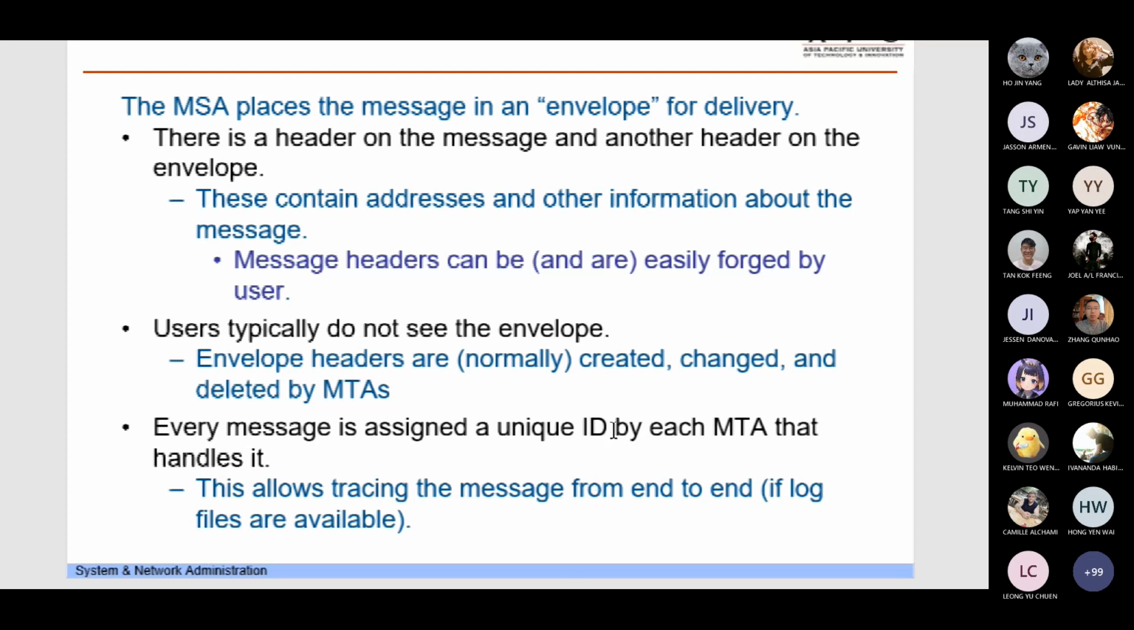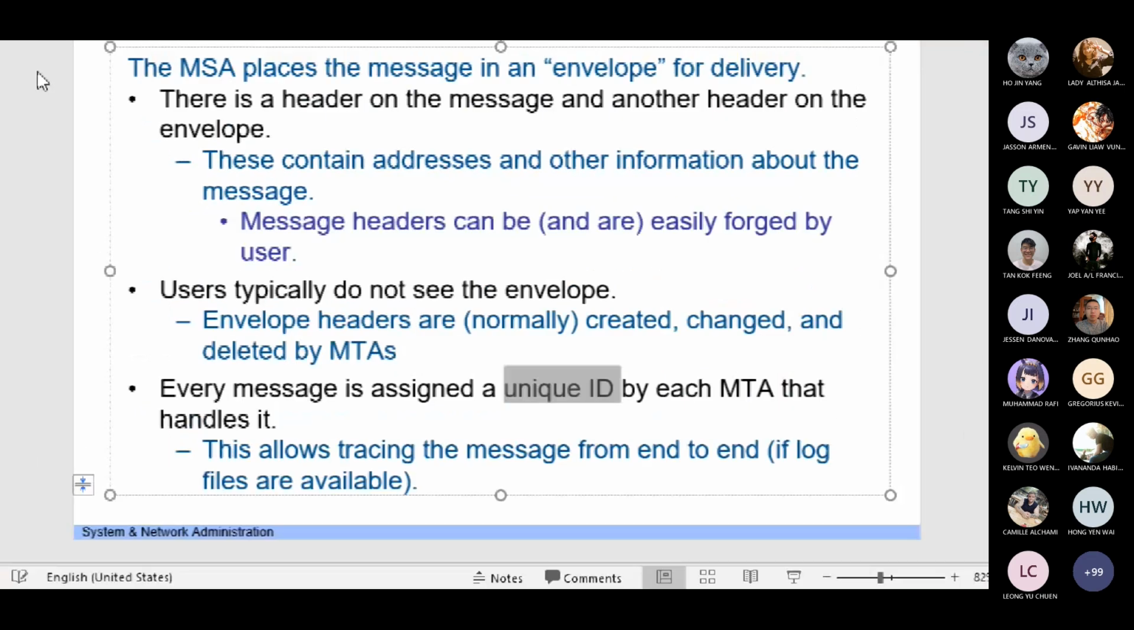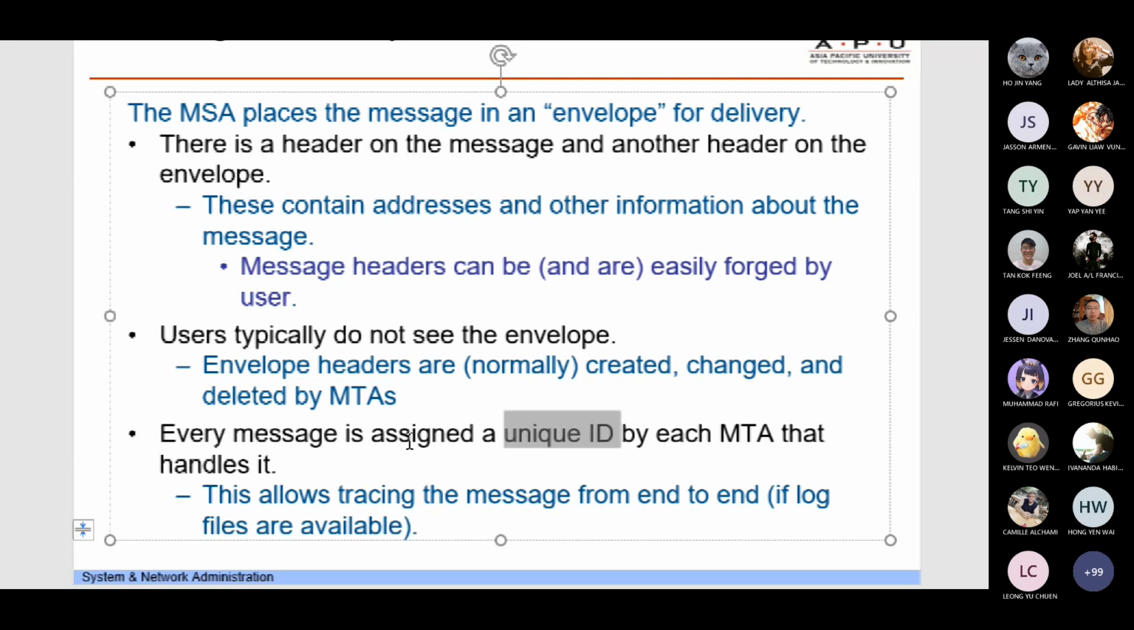And one of the things is that there is a unique ID. And again, that helps us track the message end to end. Back then, the networks were not very reliable, not nearly as reliable as they are now. So this was a really critical bit of information. It's also a really critical bit of information if we're trying to hunt down spammers and people doing email phishing.